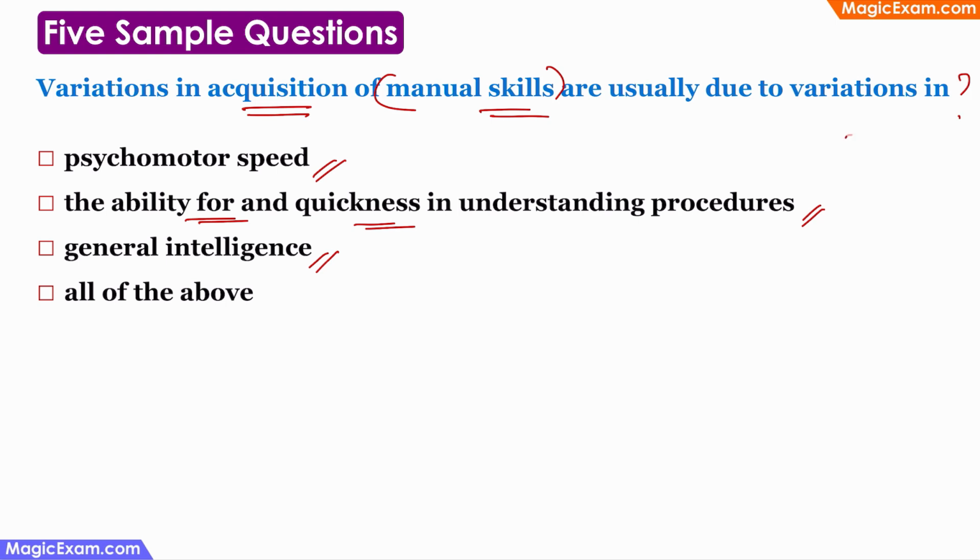So which means that all of these three can be the reason why there is a variation in acquisition or learning of manual skills. Therefore, the last option, that is all of the above, is the correct answer here.